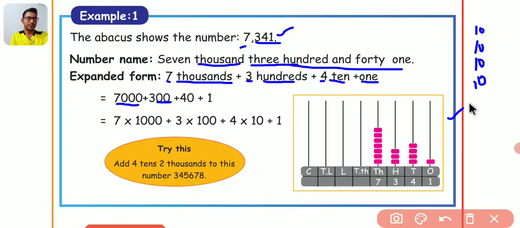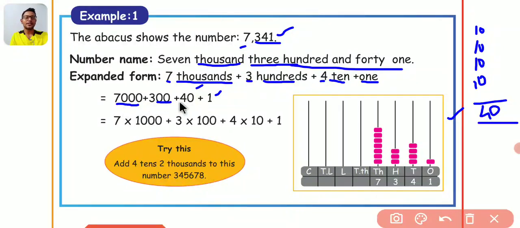4 tens. If you add 10 plus 10 plus 10 plus 10, 0 plus 0 plus 0 plus 0, 0, okay. 1 plus 1, 2. 2 plus 1, 3. 3 plus 1, 4. What is the answer? 40. So 40 means what? 40. That's all. And 1 means 1. Okay. So if you add these 4 numbers, you will get 7341. That is the meaning.